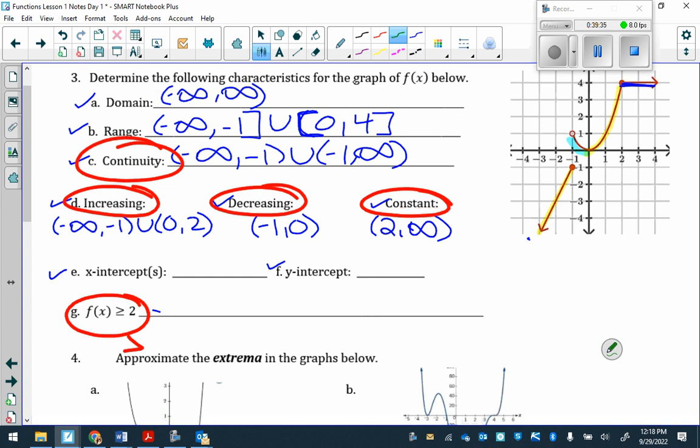What are the x-intercepts? Yeah. 0, 0, good. Therefore, what is your y-intercept? Okay. All right. So this notation here means f of x is greater than or equal to 2. So 2 is here. Now they're using 2 instead of 0. Where do we start? What x value would be greater than or equal to 2?